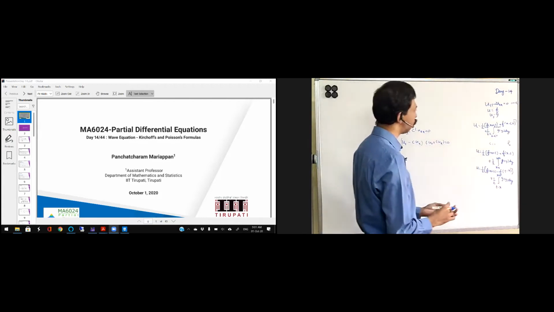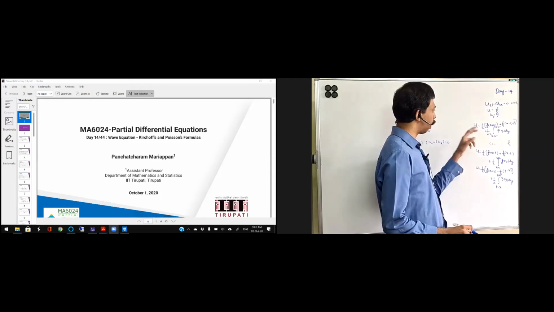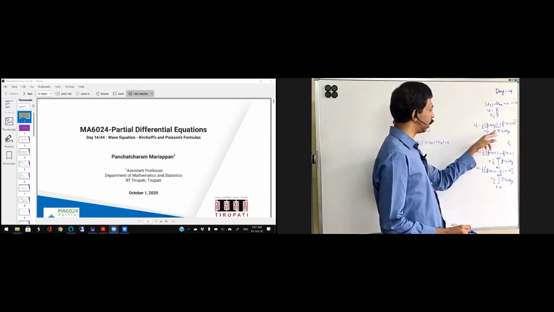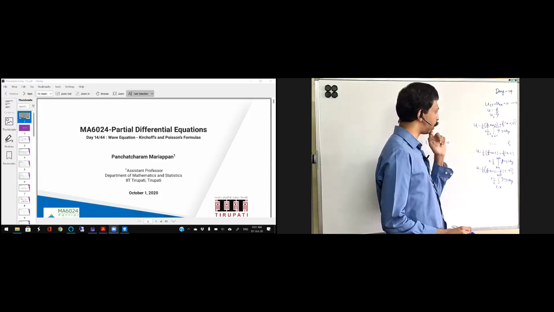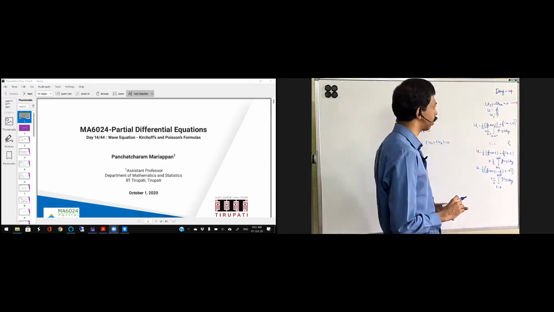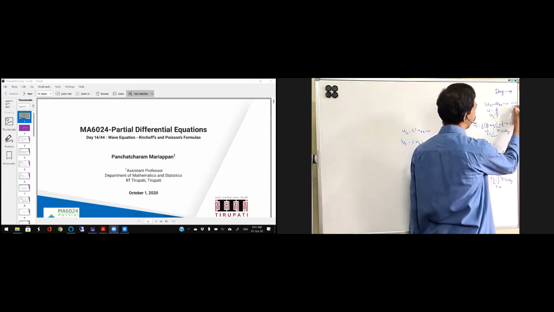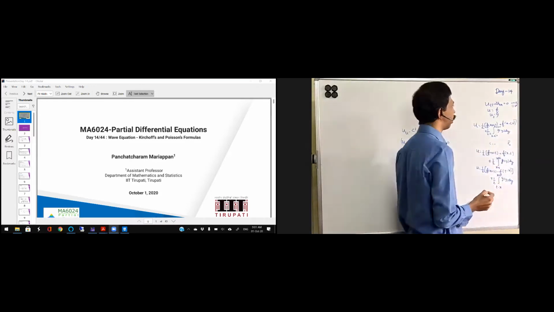Okay, u is equal to half into f of x plus ct plus f of x minus ct, plus 1 by 2c times the integral from x minus ct to x plus ct of g of y dy. That is the one solution we have got, on the whole of R cross (0, infinity), that is, R cross t greater than 0. So that is the one which we have seen.